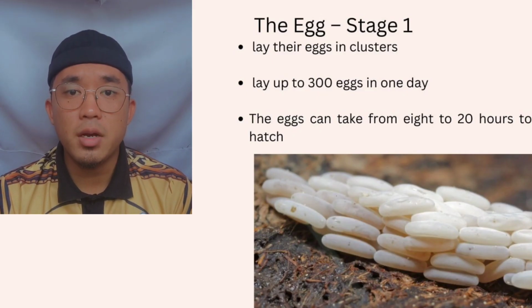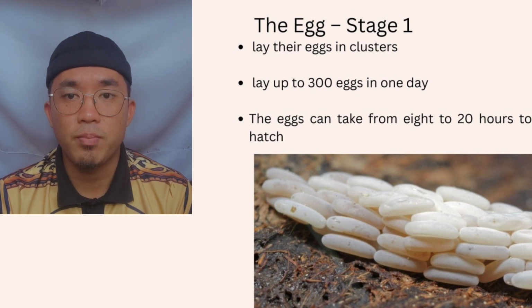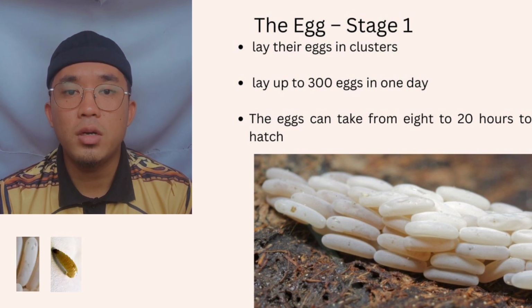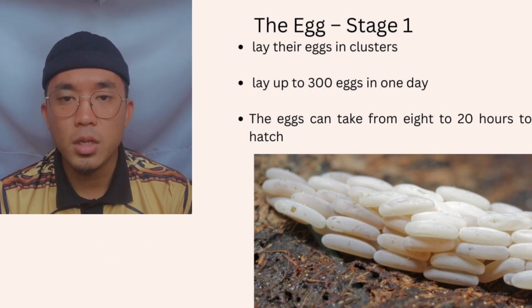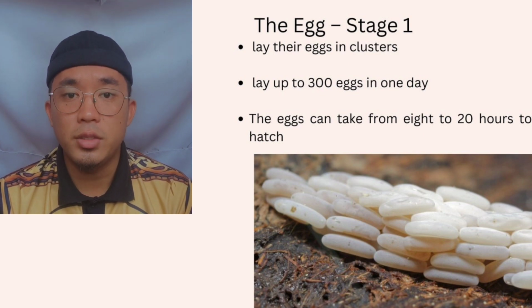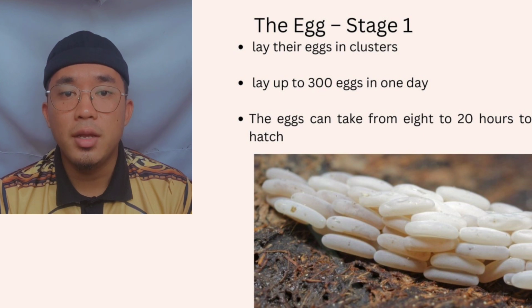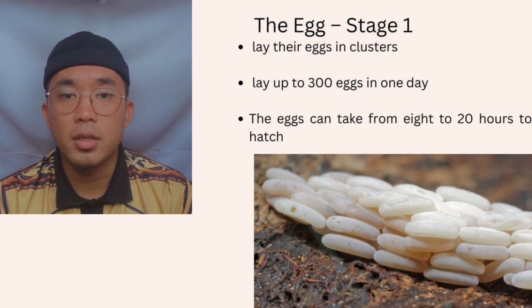Okay, the order Diptera follows complete metamorphosis. That is, their life cycle comprises 4 stages, namely egg, larva, pupa, and adult. First, the egg is stage 1. After fertilization, the female adult flies lay their eggs in clusters. A female fly can lay up to 300 eggs in one day. The eggs can take from 8 to 20 hours to hatch, after which they enter the larva stage.